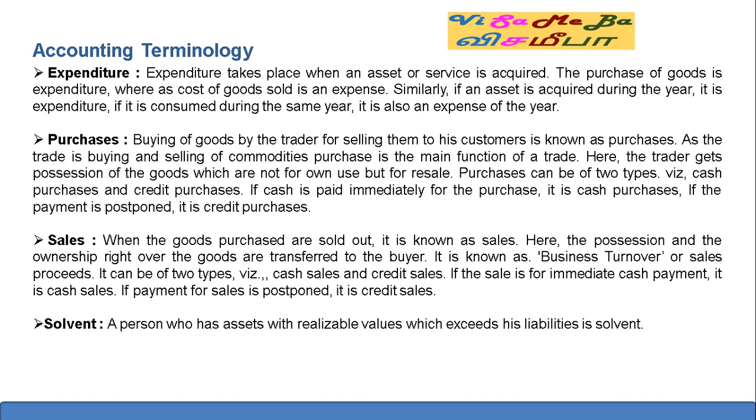Purchases. Buying of goods by the trader for selling them to his customers is known as purchases. When goods are sold out, it is known as sales. Solvent. A person whose assets with realizable values exceed his liabilities is known as a solvent person.